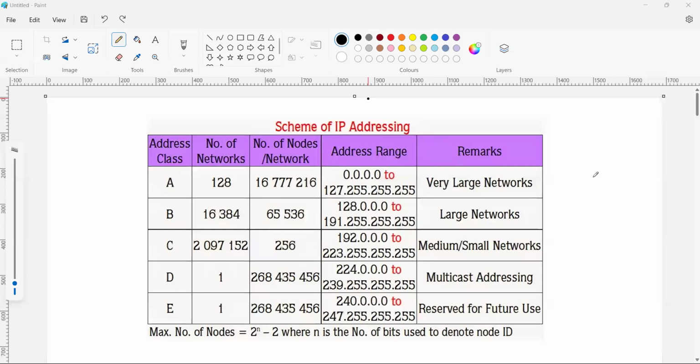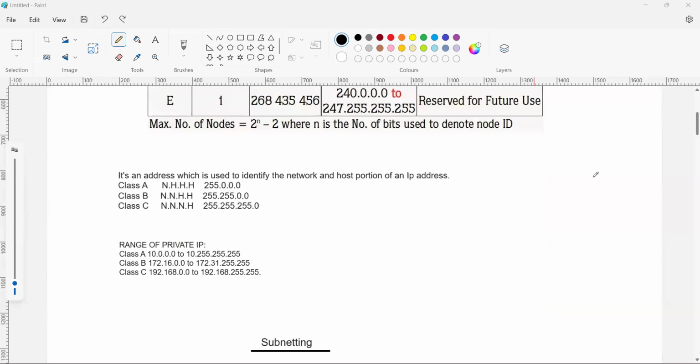Hi everyone. In this class, we'll discuss what is an IP address, and after that we'll discuss subnetting. The IP address is assigned to the end host. Here we have two types of IP addresses: private and public. A private IP address is free of cost, and public IP addresses we have to buy from IANA.